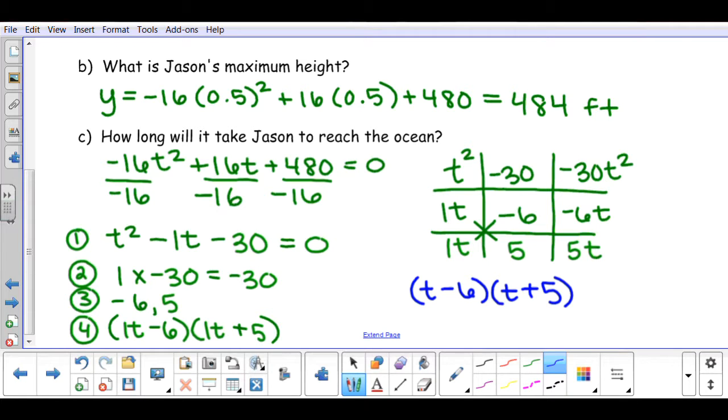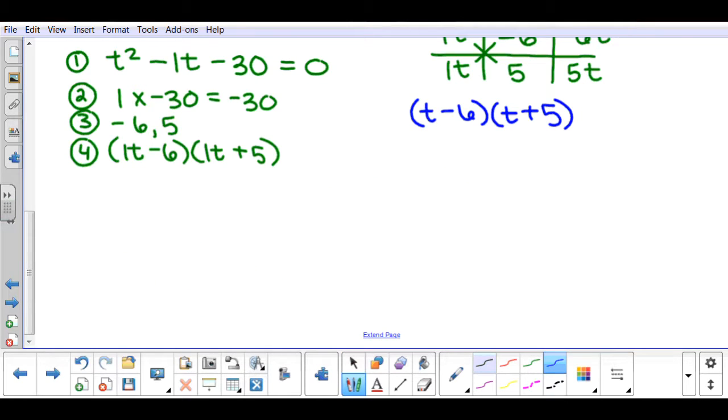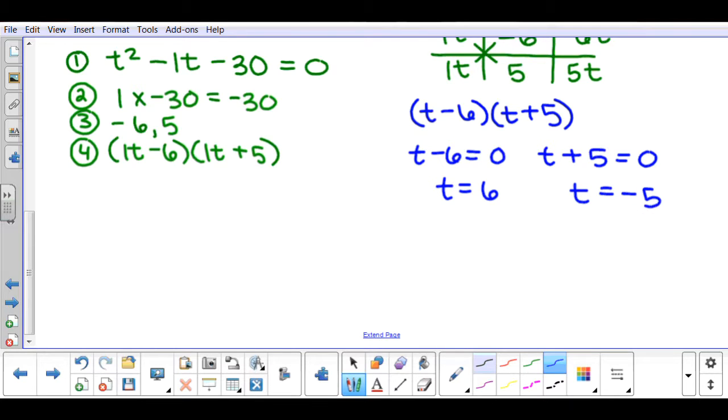Now that I've factored, I have t minus 6 and t plus 5. I'm going to set both of those equal to 0, and I'm going to solve. I get two answers, t equal to 6 and t equal to negative 5. So I want the answer that's going to make the most sense, and since we're talking about how long it's going to take Jason, the negative 5 isn't going to make any sense for my problem. So the 6 is the only answer that will work. So it's going to take him 6 seconds from the time he jumps off that cliff to land in the water.